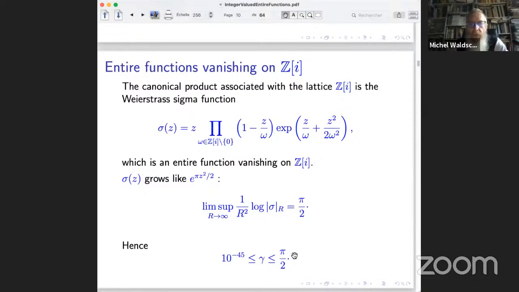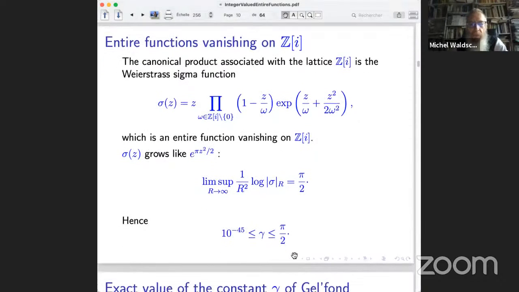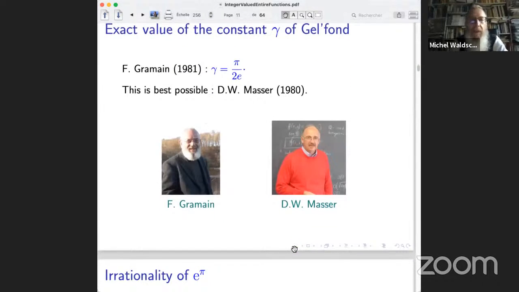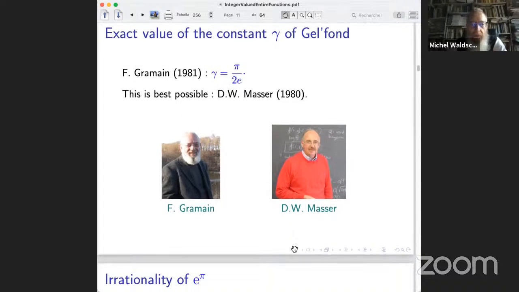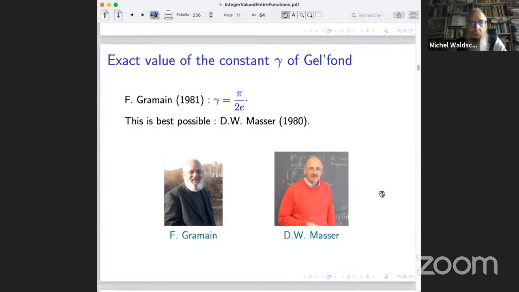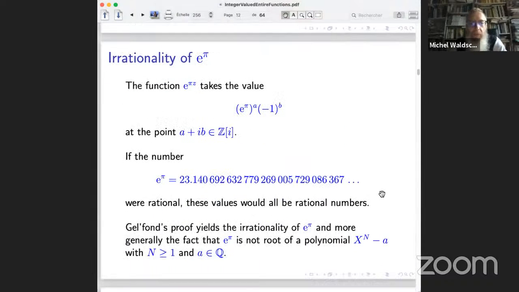The value of this constant was open for a long time, and it was solved only by François Gramain in 1981, after David Masser gave an upper bound of pi over 2e. So this result is the best possible one, and it completely solves the problem. This is the result of Gelfond, but what is the connection with Hilbert's problem?